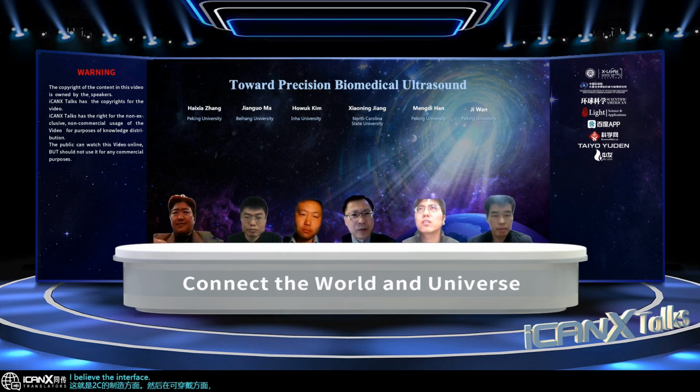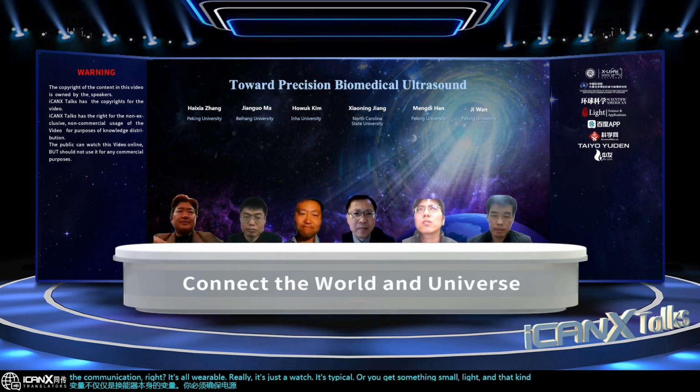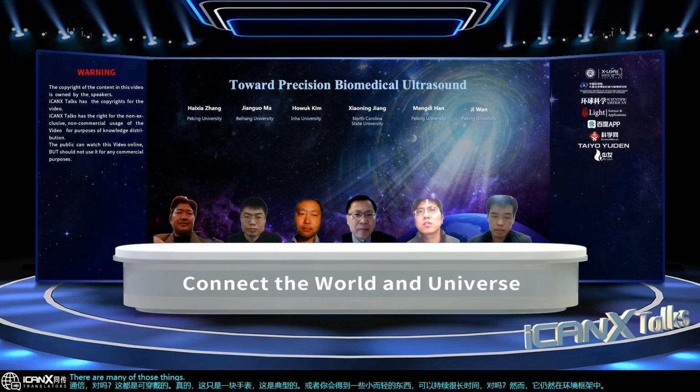the interface and the wearable is not just the transducer itself being wearable. You've got to make sure the power supply and the communication, right? It's all wearable. Really, it's like a watch, typically, or something small and light that can last a long time, right? And yet still be environmentally friendly. There are many of those things to come.